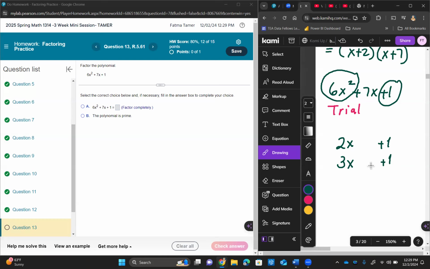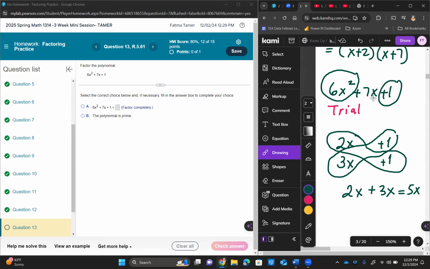Now, I still don't know if I did the math right. So we're going to do the butterfly method. So if I multiply these two, their product is 2x. If I multiply these two, their product is 3x. And when I combine them, it's 5x. But that's not what I have in the middle. I have 7x in the middle. Therefore, this combination is not going to work.